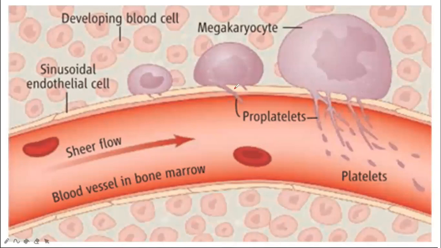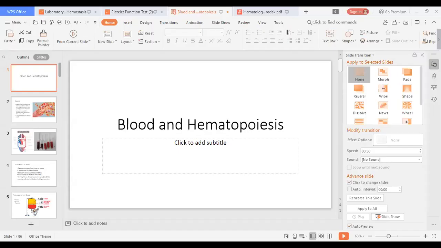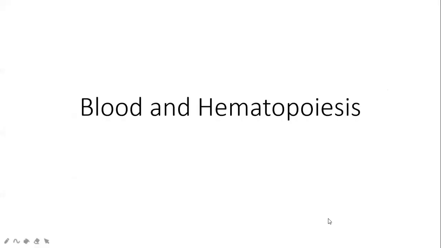And because of the blood flow, mabungkag ang imuhang mga proplatelets or katong mga indentions sa imuhang extensions sa imong megakaryocytes. And pag mabungkag na siya, mo-form na dayon siya as your platelets. Now, those are your hematopoiesis and your megakaryocyte production. I mean, your blood and your hematopoiesis.